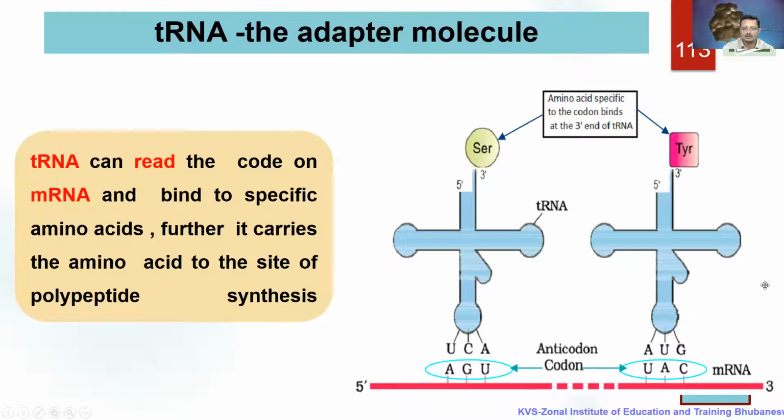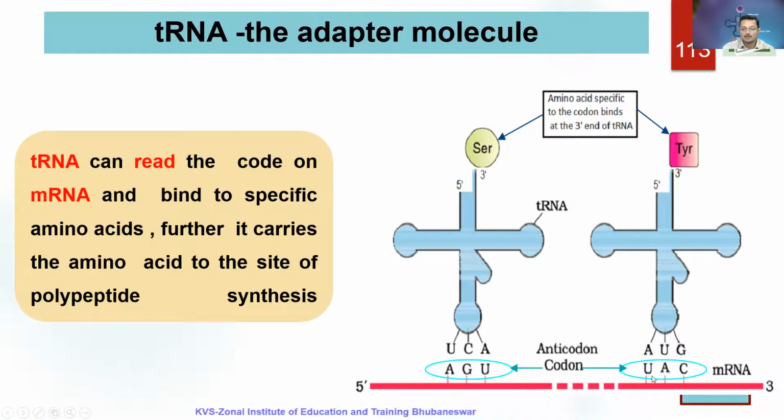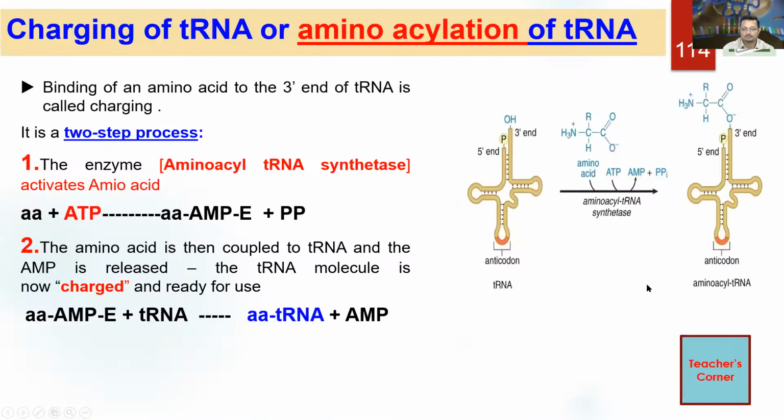You might find the second one also, AUG, is the anticodon. So what is the codon for it? UAC. Don't get confused. This is the anticodon. So this will not code for methionine. Rather, it will code for the complementary codon, which is tyrosine, right?